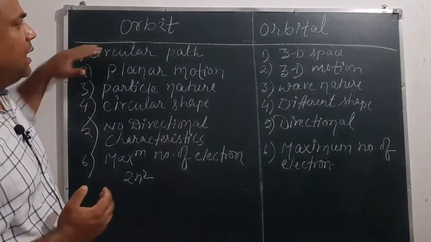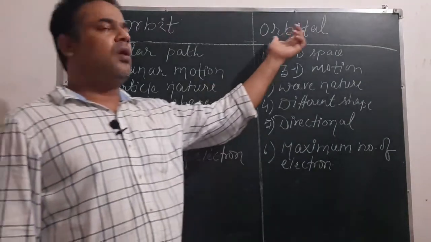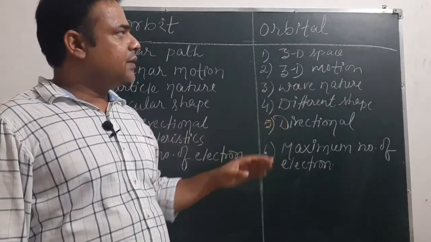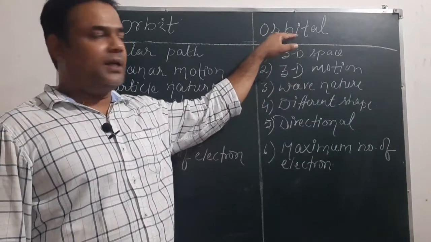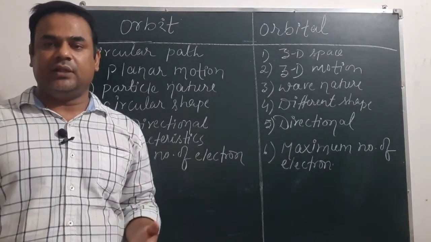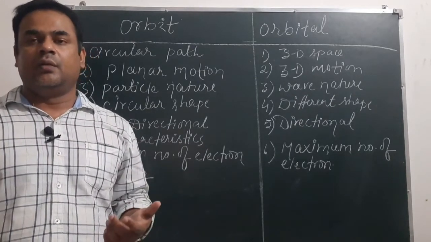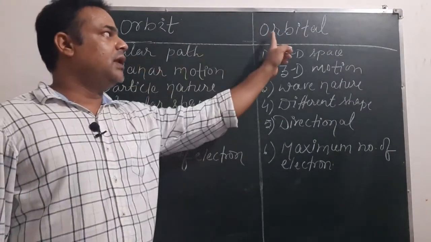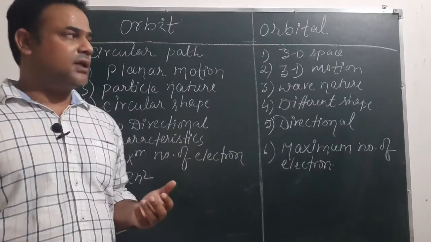So the first difference is that the circular path on which the electron revolves is known as orbit. But orbital is the three-dimensional space around the atom where the probability of finding the electron is maximum. This is based on the quantum mechanical concept, and in quantum mechanics everything is explained on the basis of probability. There is no certainty in the quantum mechanical model. There is always probability. So orbit is a circular path on which the electron revolves, while orbital is the three-dimensional space around the atom where the probability of finding the electron is maximum.